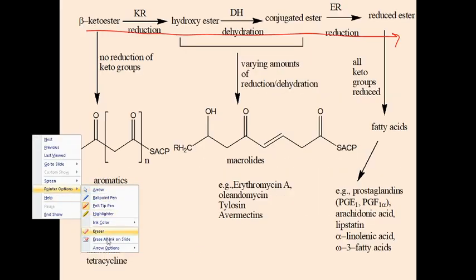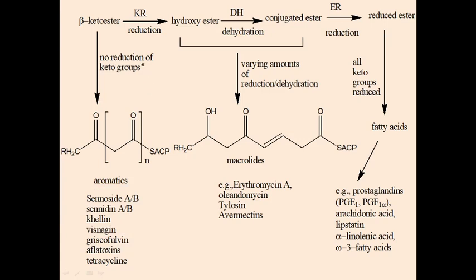I think you got it. You can see no reduction of keto group. The cycle continues from here. From the beta keto ester, the cycle continues. No reduction of keto group, and so here poly beta keto ester is formed, and these will give rise to aromatics.